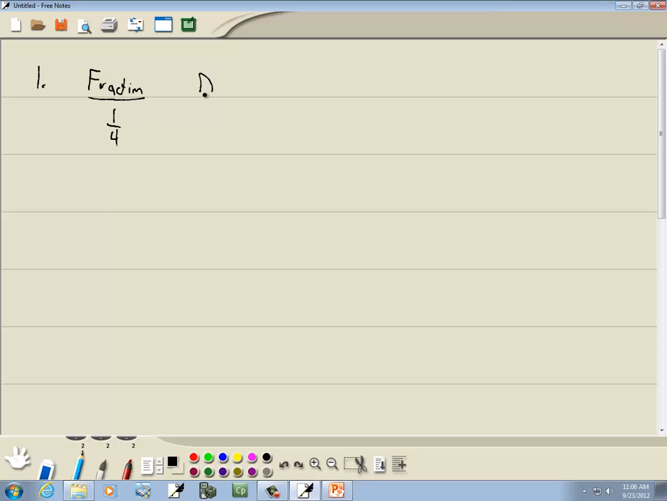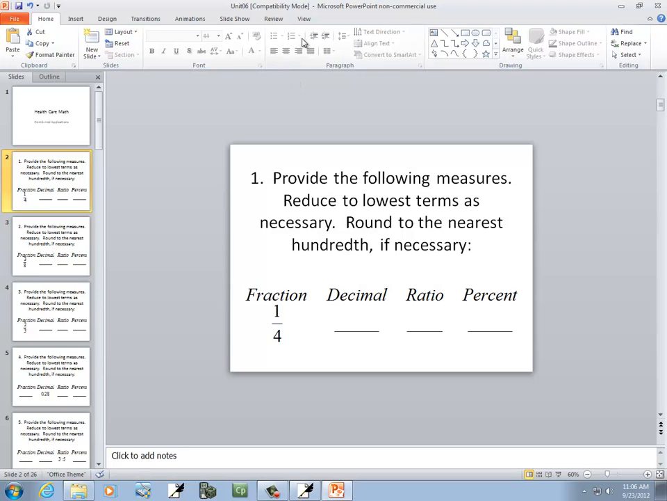Okay, we want to put it in a decimal. We want to put it in the ratio in percent.